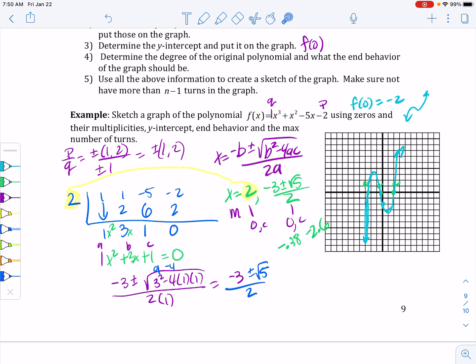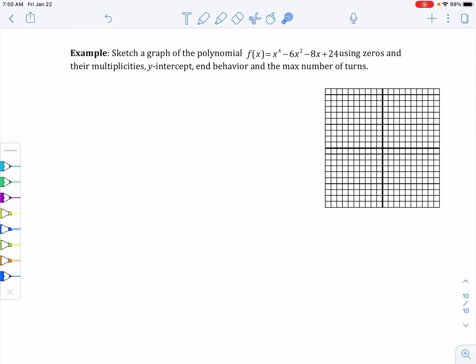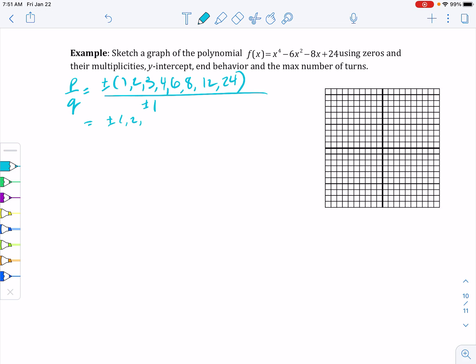Okay? If we take a look at our next one, we can do that same thing. Now notice this one is a 4th power, so we're going to have to probably synthetically divide twice. So here I'm going to find my p over q list. So we're going to do plus or minus 1 and 24, 2 and 12, 3 and 8, 4 and 6. All over plus or minus 1, which just gives us, all of those are divided by 1. So plus or minus 1, 2, 3, 4, 6, 8, 12, 24. So this is my possible rational zeros.